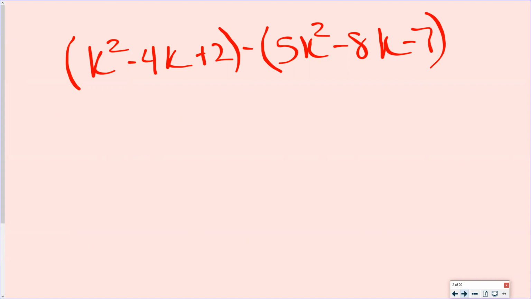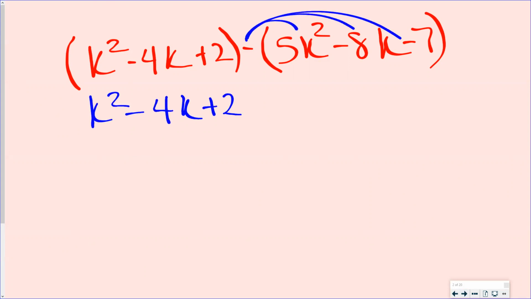This is a distribution problem. It's a subtraction problem. I have k squared minus 4k plus 2. And this negative says everything changes its sign in the second parentheses. So I have minus 5k squared plus 8k plus 7.